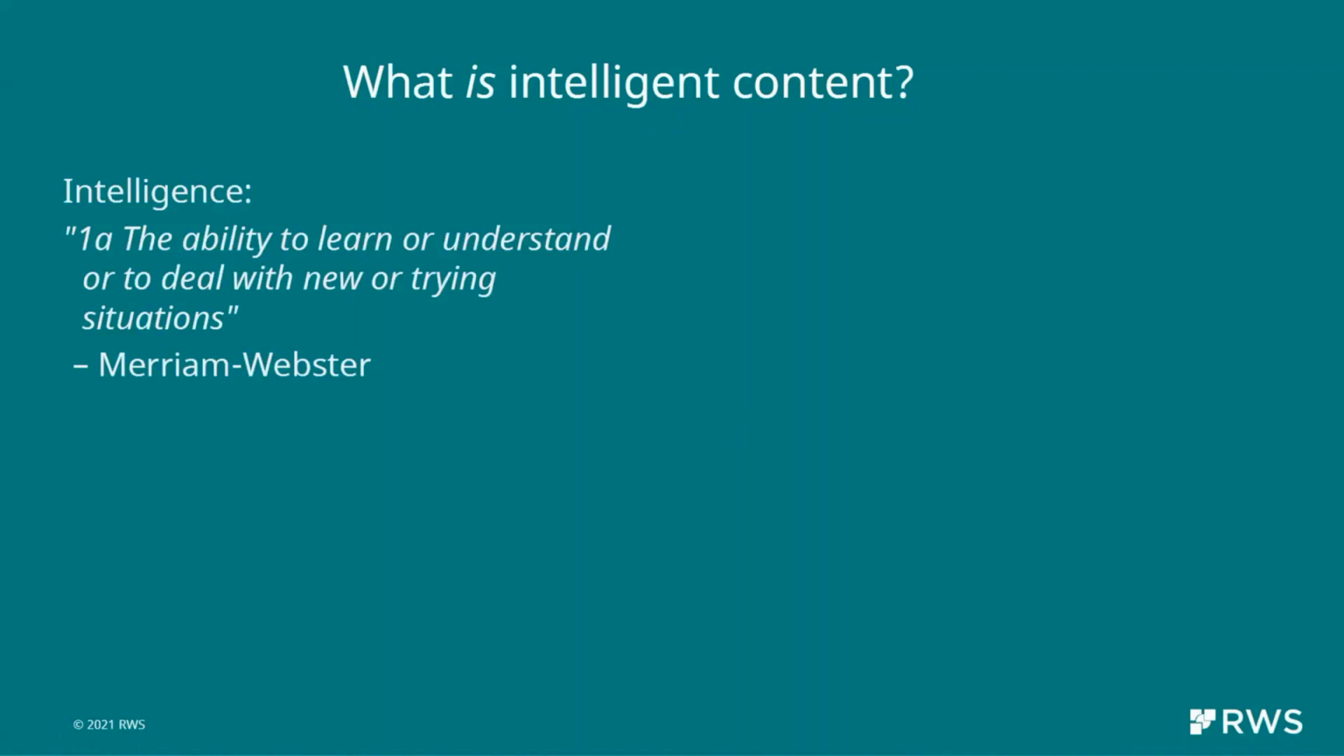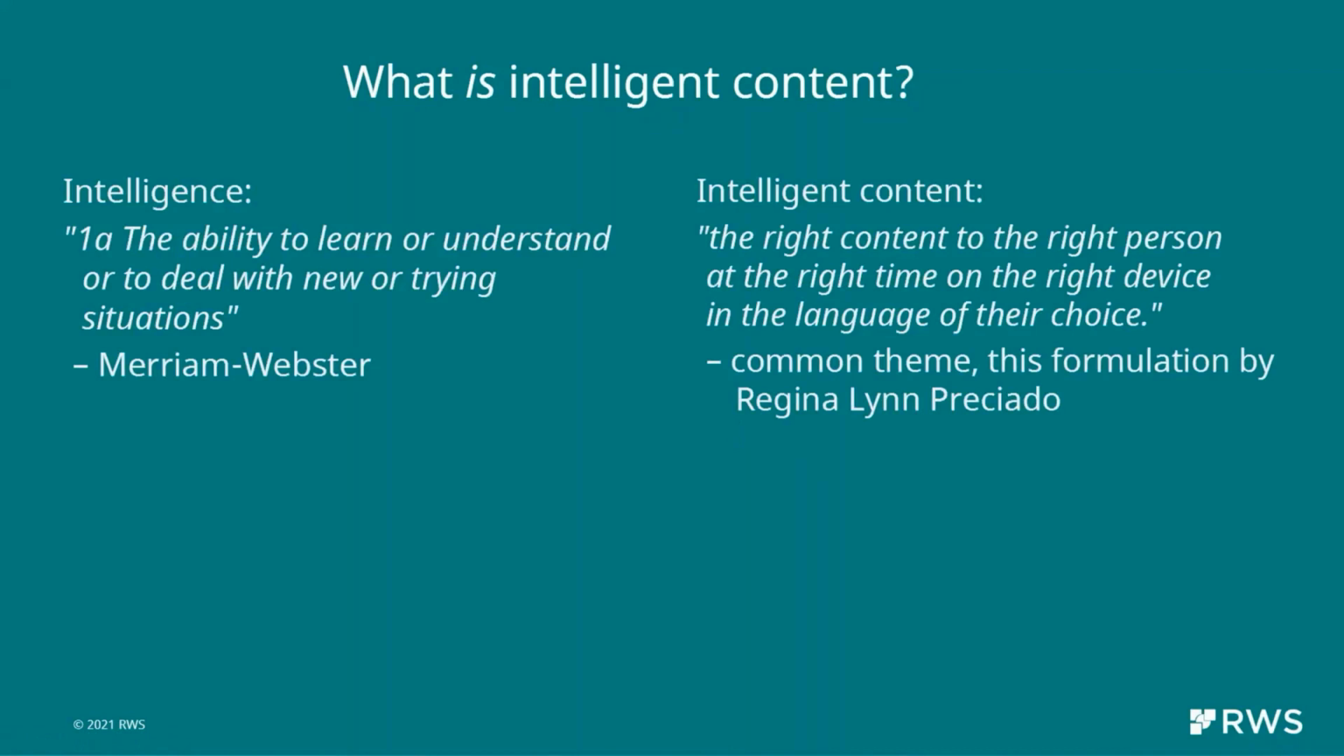There's another style of defining it, which has become quite popular. This is one particular formulation of it. You may have heard other combinations, but something like: the right content to the right person at the right time on the right device in the language of their choice. So what can we gather from this? First of all, it's not that we can go to a website or a mobile app and say, is this intelligent content or not? Because it seems to be something that's highly contextual, isn't it?